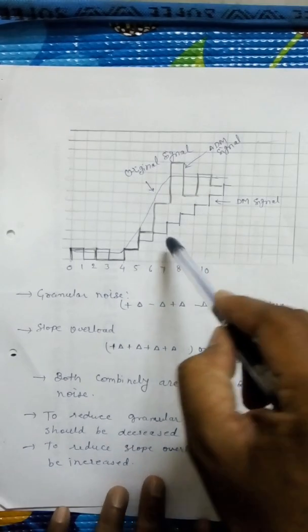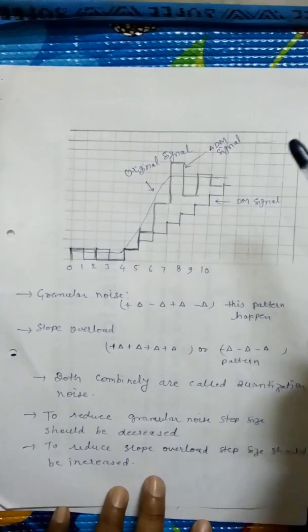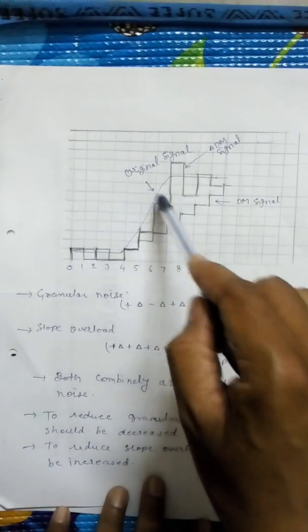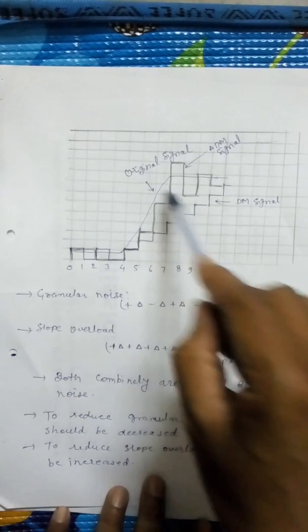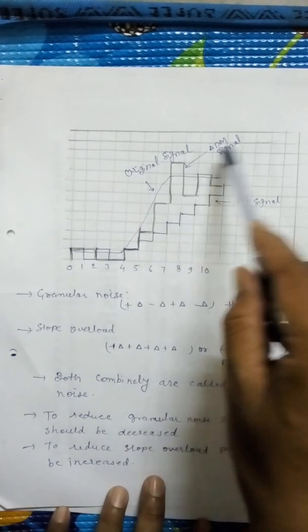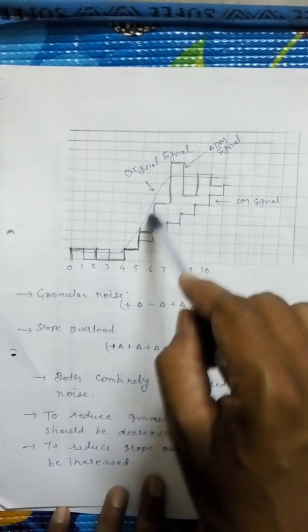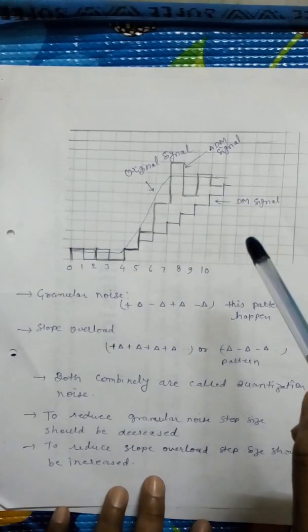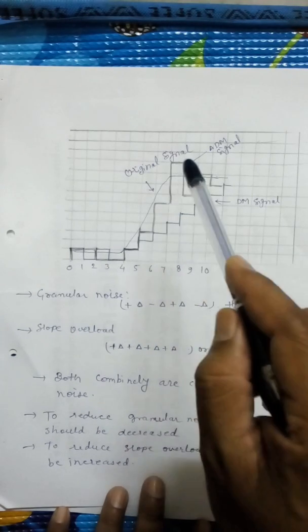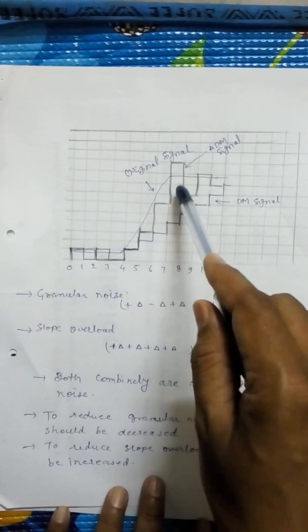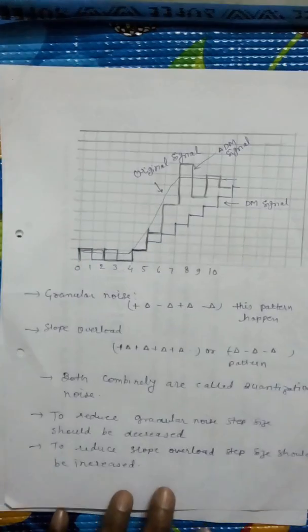So clearly we can say that our delta modulated signal is far away from our original signal, but our adaptive delta modulated signal is closer to our message signal. So this is an advantage of the adaptive delta modulator over the delta modulator.